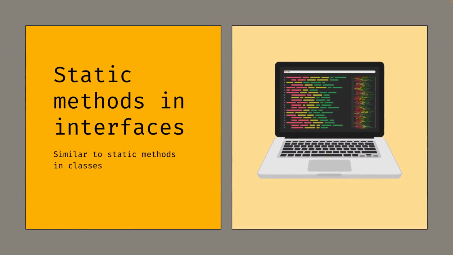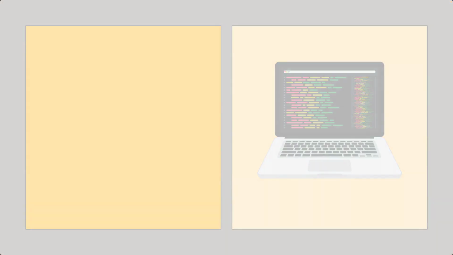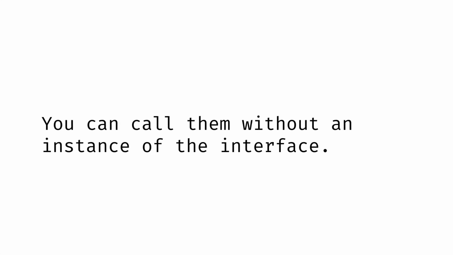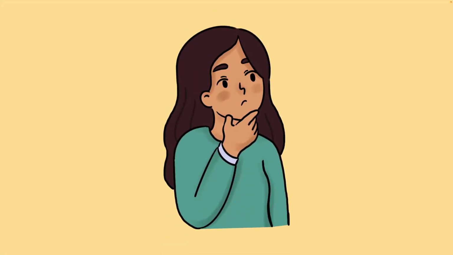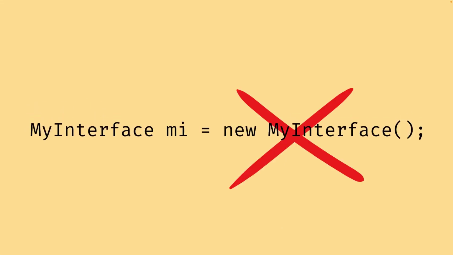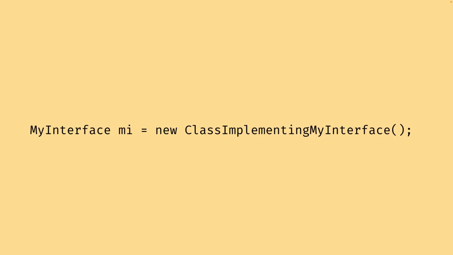Static methods in interfaces are similar to static methods in classes. These methods can be called without creating an instance of the interface. You might think, but wait, I thought we couldn't create instances of the interface, and you're sort of right. We cannot create instances directly. We cannot say new MyInterface, for example. But when we create an instance of the class that implements the interface, this would be considered an instance of the interface.